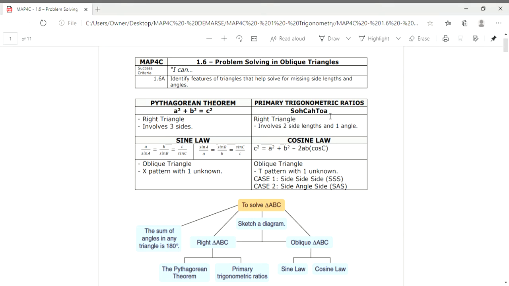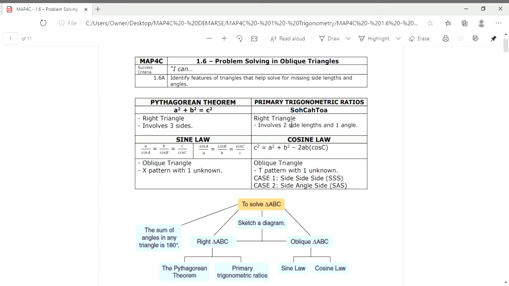Once again, SOHCAHTOA only works for right triangles. If you have a non-right triangle, an oblique triangle, you cannot use SOHCAHTOA. But if given a right angle triangle and you have information on sides and angles and the third piece that you're trying to find, SOHCAHTOA is the quickest way to solve that.